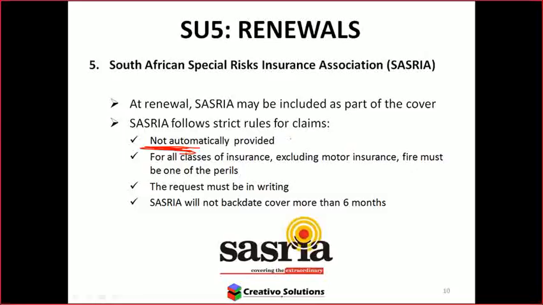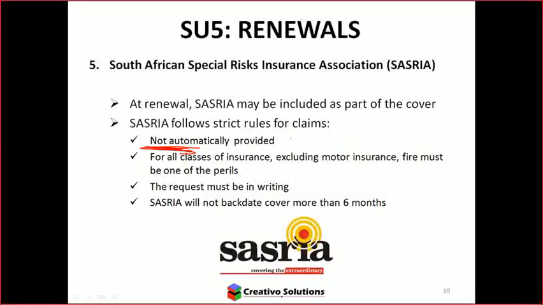Okay, and we know in a place like South Africa, we see riots and strikes often. I mean, think about it. Would you want SASRIA on your cover if you're in Limpopo? Yes, because every now and again we hear of schools being burnt down. And we hear of public buildings being burnt down and public infrastructure being torched and damaged. So there, SASRIA would definitely be something that they would have to consider including on those policies.